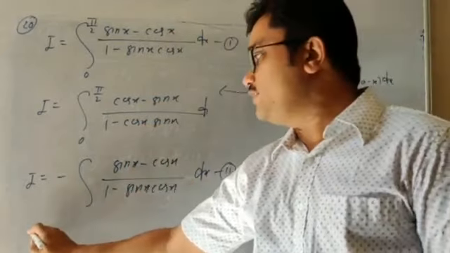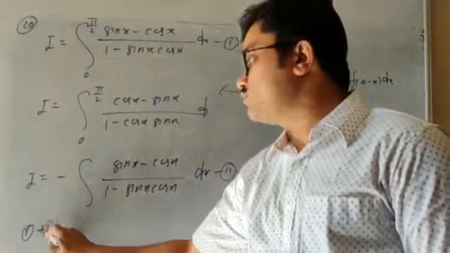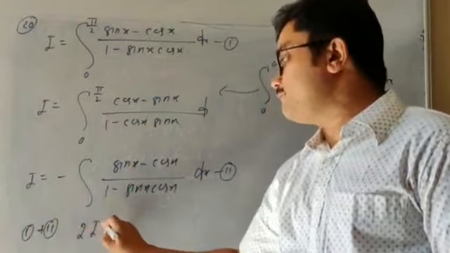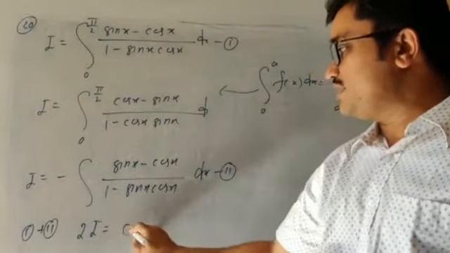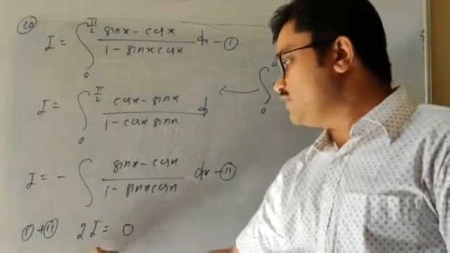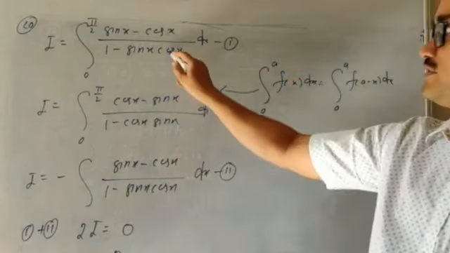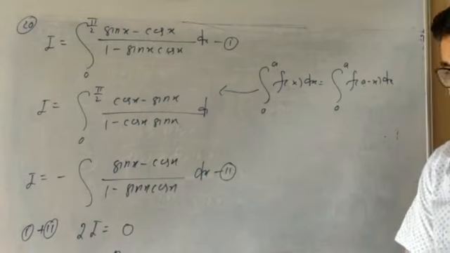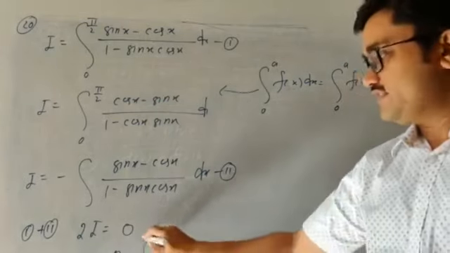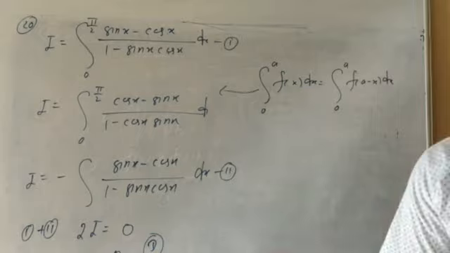So if we add 1 and 2, equation 1 plus 2 implies 2I is equal to, it is the same quantity, once it is plus, once it is minus, so whatever that is 0. If that is 0, then I is equal to 0. I equal to 0 means this answer is 0. So the option in the booklet is D. The answer is 0. Let us move to the next one.